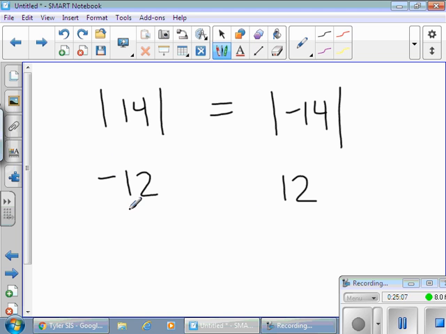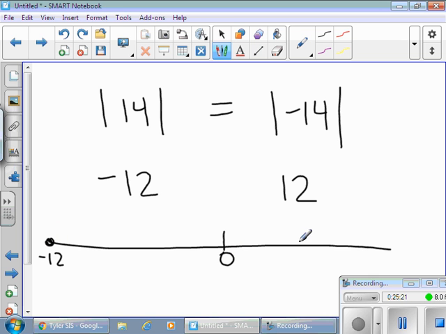Negative 12 is what to 12? Think of my number line. Here's 0. Down here's negative 12, right? And up here's positive 12. So negative 12 is less than 12. Because think of my number line. These numbers are always smaller. Every step I get, I keep getting bigger. So this number is smaller than this number.